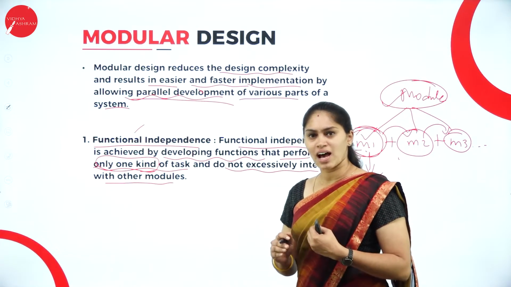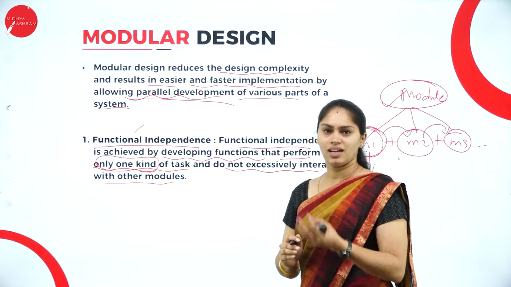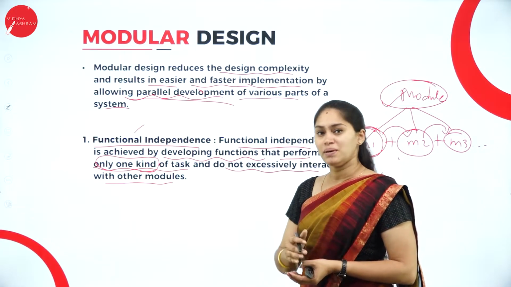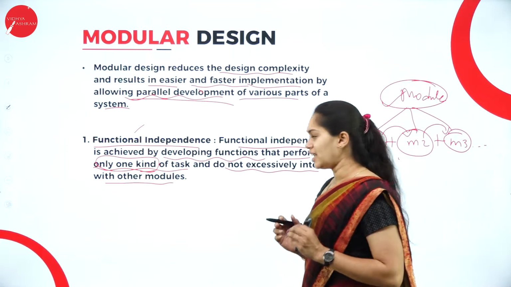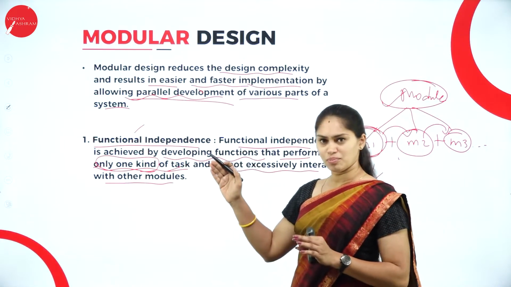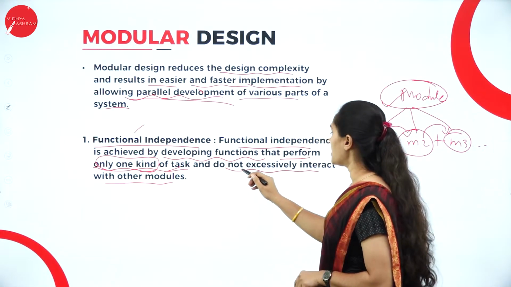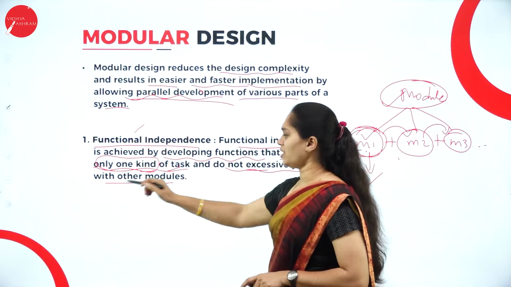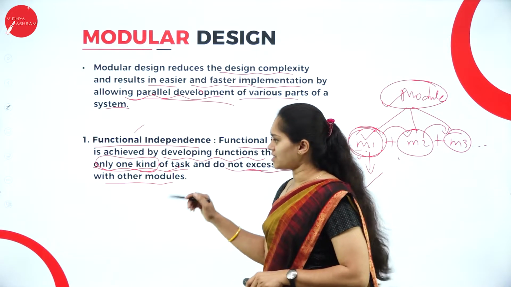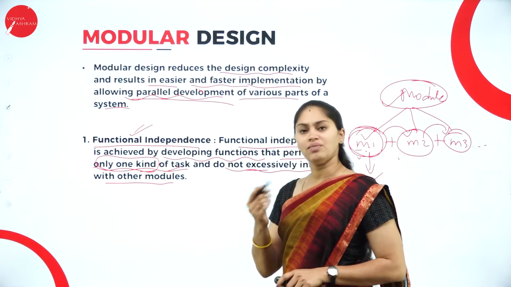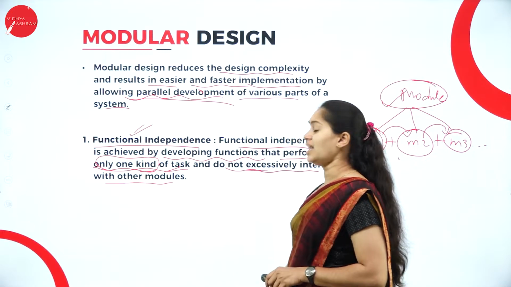So when we wish to have it for a particular purpose, at that time we can just include it. It is going to perform only one kind of task, and it will not interact with any other modules with respect to the function. So then we can call that functional independence.